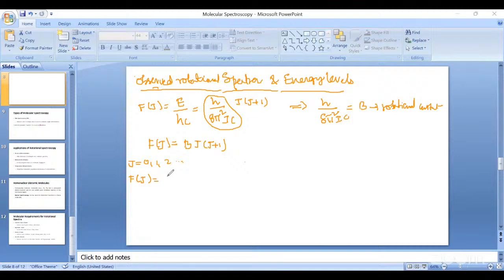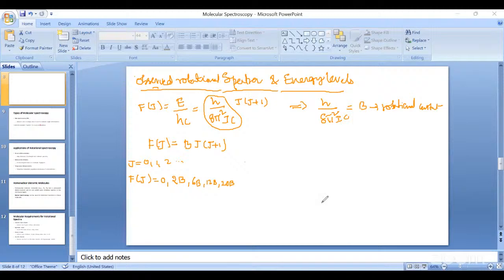F of J is equal to, if you substitute 0, you get 0. If you substitute 1, you get 2B. If you substitute 2, you get 6B. Continuing, you get 12B, next 20B, and so on. Thus, we have a series of discrete rotational energy levels, with spacing increasing with J.